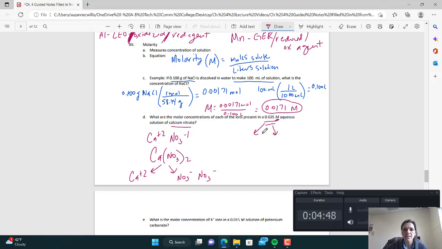So from here, you can see that your molarity of calcium, which by the way, we might not have run into this yet, these brackets stand for concentration or molarity, that's going to be equal to 0.025. Oops, I put an extra 0. Let's get rid of that.